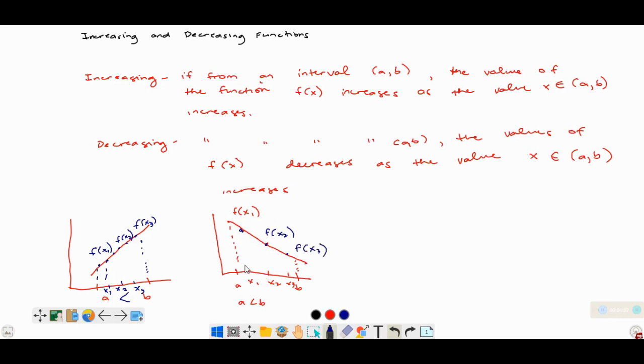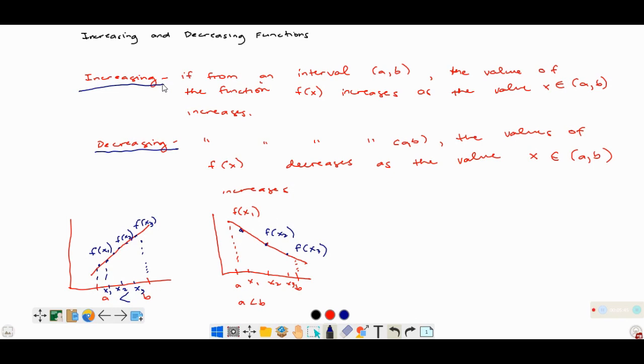Now notice the value for our function f of x, what will happen when you input our values x sub 1, x sub 2, and x sub 3? So in this Cartesian plane, the value of our function decreases as our value in the set of input x increases. So baligtad siya. Habang tumataas yung value natin ng input x in the interval a and b, bumababa naman yung value ng function f of x natin. So this is an example of a decreasing function.